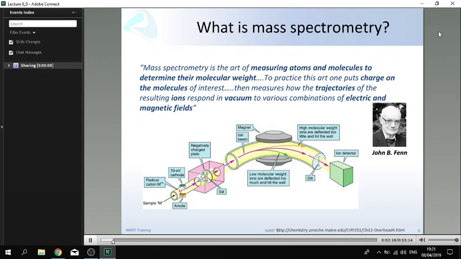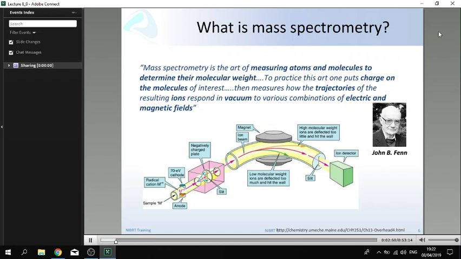There is quite a good definition by John B. Fenn, who was involved in the development of mass spectrometry. Mass spectrometry is the art of measuring atoms or molecules to determine their molecular weight. To do that, we have to put charge on the molecule of interest and then measure how the trajectories of the ions respond in vacuum to various combinations of electric and magnetic fields. So he kind of said it all.